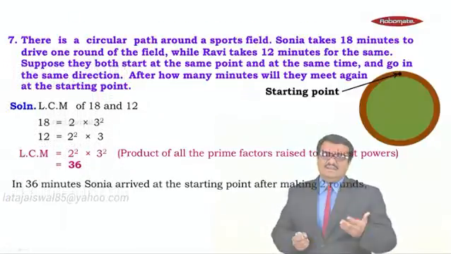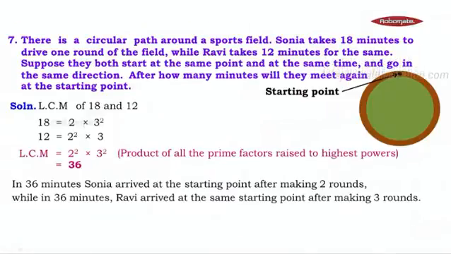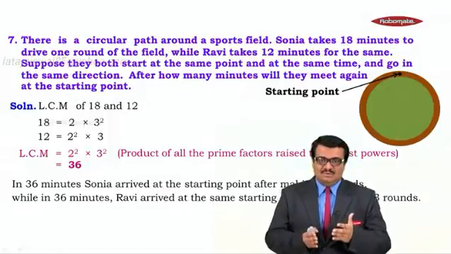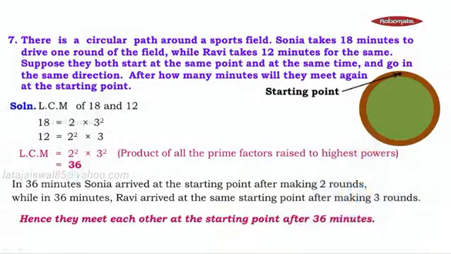Then we can write, in 36 minutes Sonia arrived at the starting point after making 2 rounds, while in 36 minutes Ravi arrived at the starting point after making 3 rounds. The question asked after how many minutes they will meet again at the starting point. It is 36 minutes. Hence they meet each other at the starting point after 36 minutes.